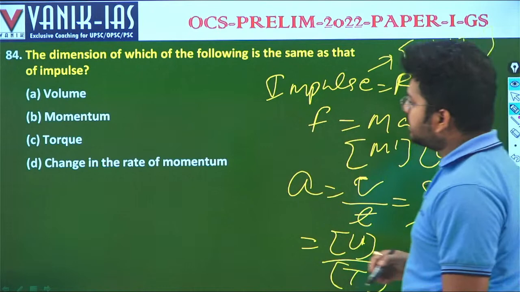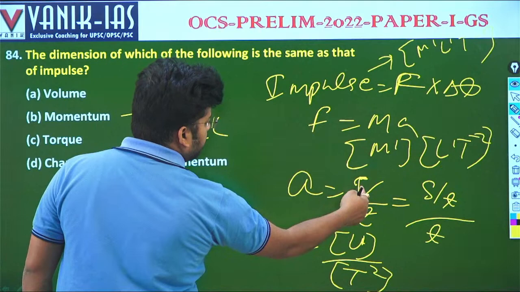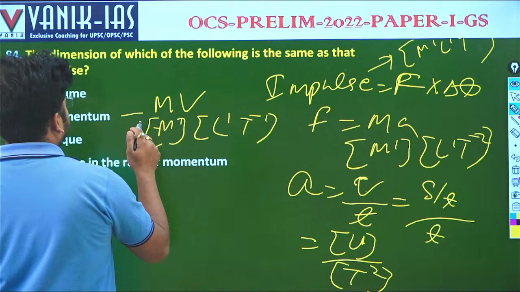Similarly, the momentum dimension: momentum p equals mv. This is M1, and v equals s by t, so L1 T minus 1. So momentum and impulse have the same dimensional formula.